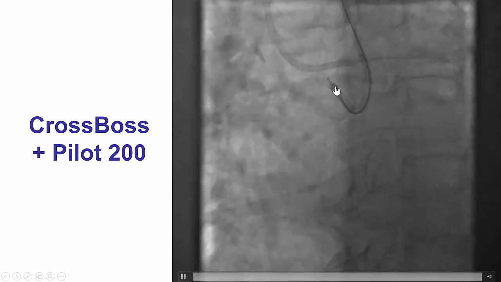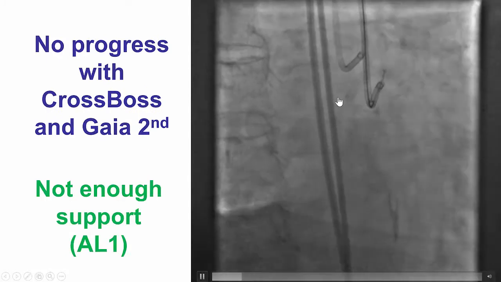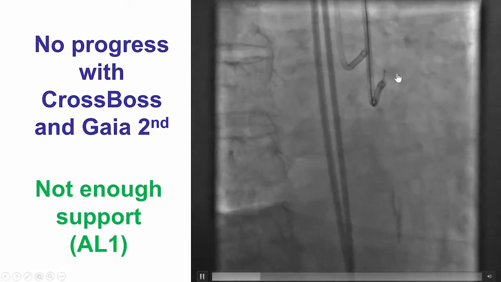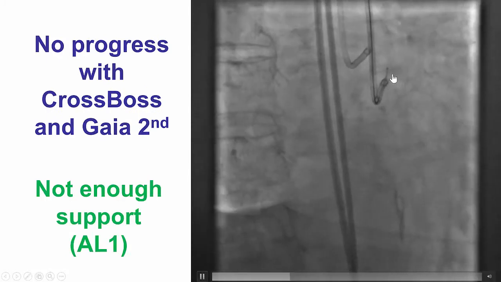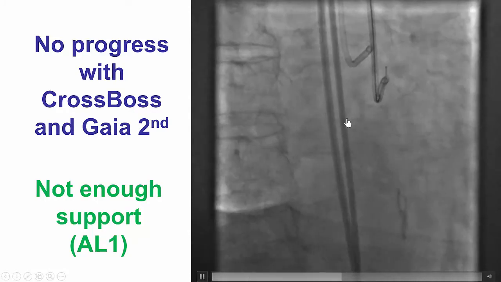Despite having an AL1 8 French guide, support was not the best, and we had significant difficulty advancing the cross-pose, in part because the RCA took a significant turn immediately after its origin going down.